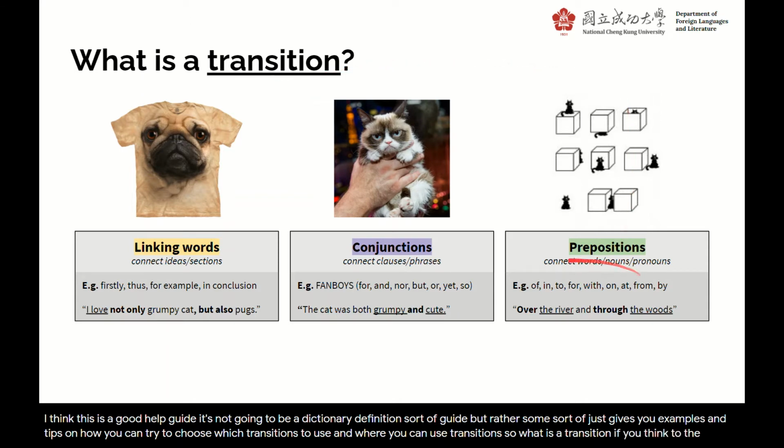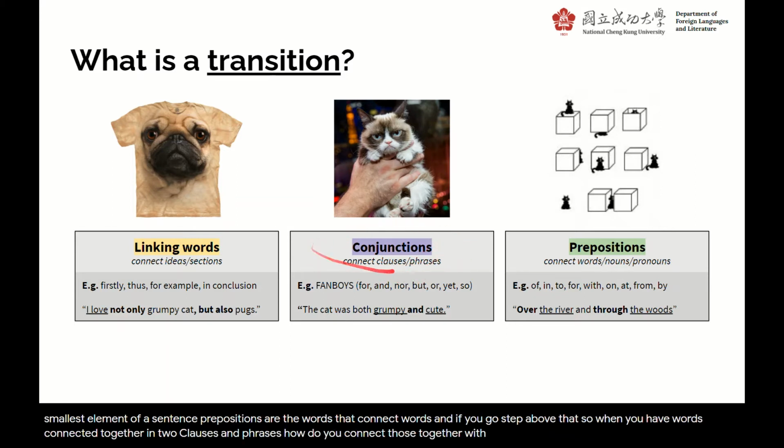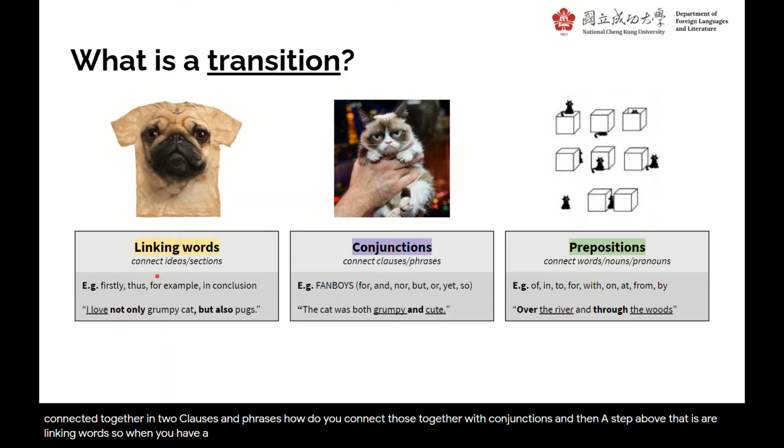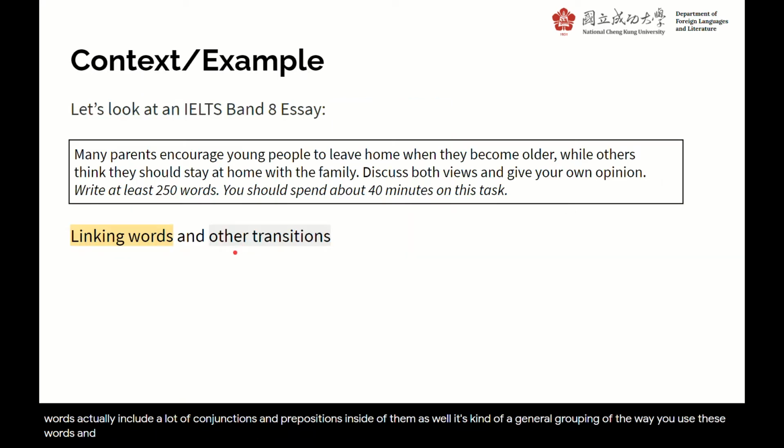If you think of the very smallest element of a sentence, prepositions are the words that connect words. And if you go a step above that, when you have words connected together into clauses and phrases, how do you connect those together? With conjunctions. And then a step above that is our linking words. So when you have a lot of sentences that make up an idea, how do you connect those ideas and sections together? Linking words actually include a lot of conjunctions and prepositions inside of them as well. It's kind of a general grouping of the way you use these words. And yeah, you'll see that in a second.